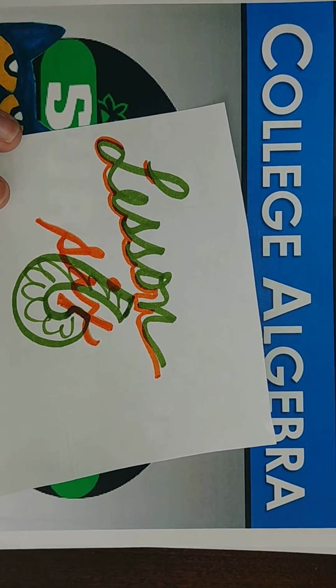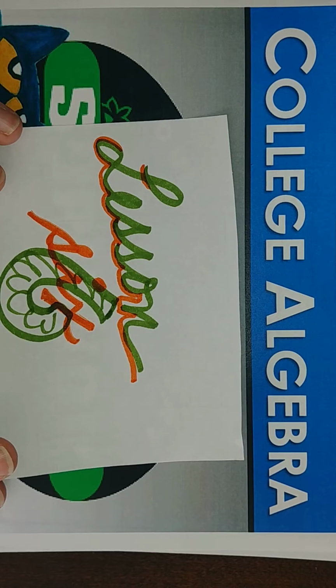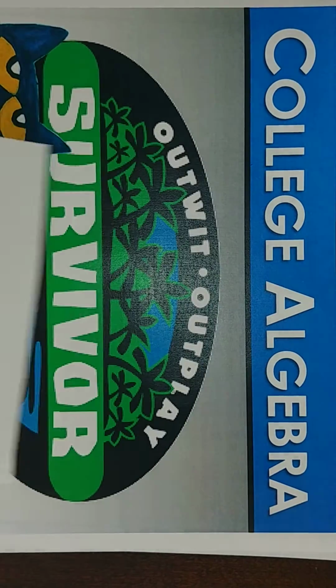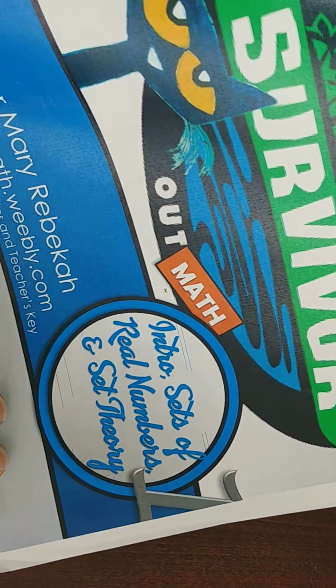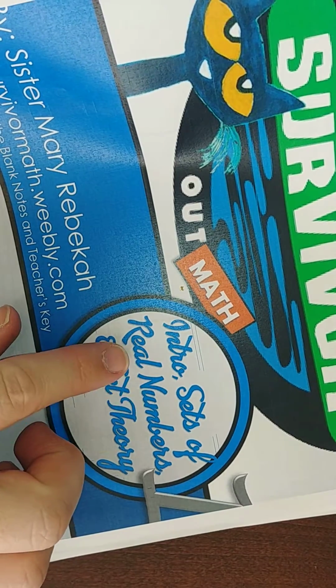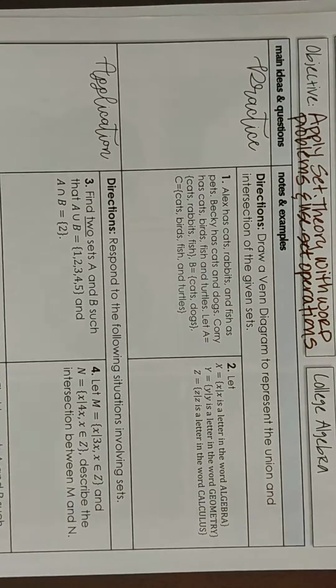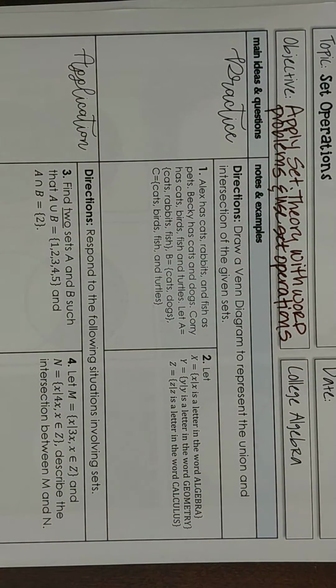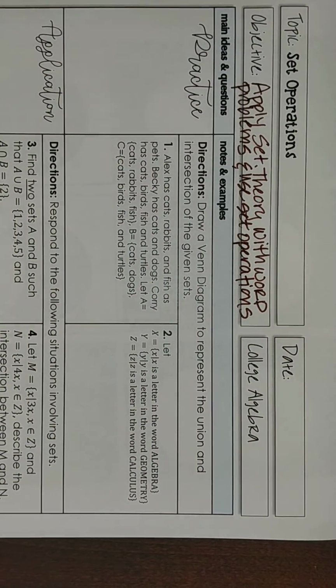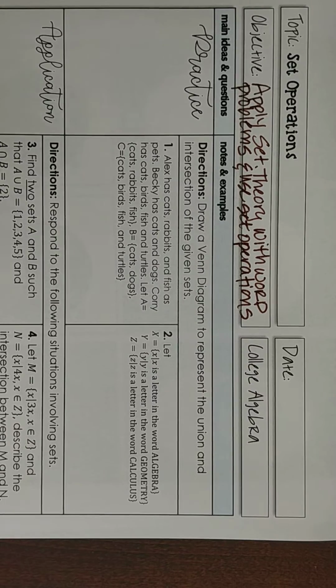Okay, this is the final lesson for Unit 1. This is Lesson 6 in College Algebra. We are still on Unit 1, Intro to Sets of Real Numbers and Set Theory. Today we're going to apply set theory with word problems and use set operations. Several of these examples have been found on the ACT, so this is a good little review for applying set theory. Let's take a look at some practice examples.